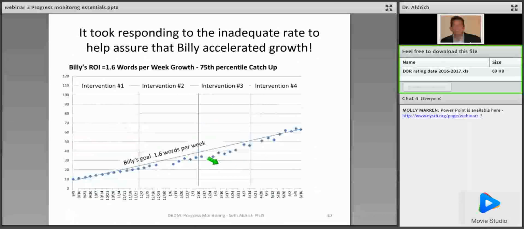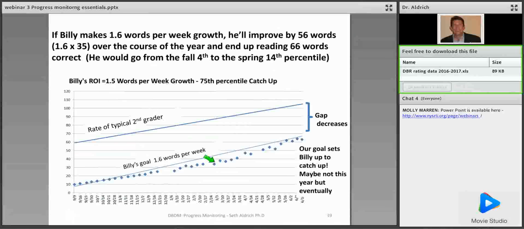I'm going to go pretty quickly through this. So instead of using a 1 word per week growth rate, we're going to give Billy a 1.6 word per week growth rate. That is realistic. It's not 99.9 percentile growth that very few students achieve, and it's not average growth. We expect him to make accelerated growth, 1.6 words per week, compared to the rate of a typical 2nd grader that might be making 1.2. And as you can see, over the course of the year, we see the gap decreasing.